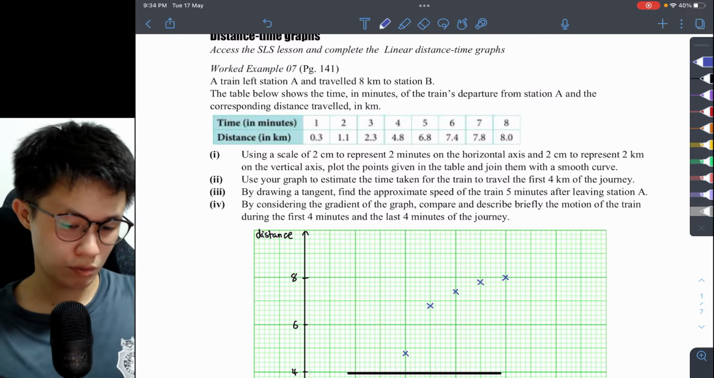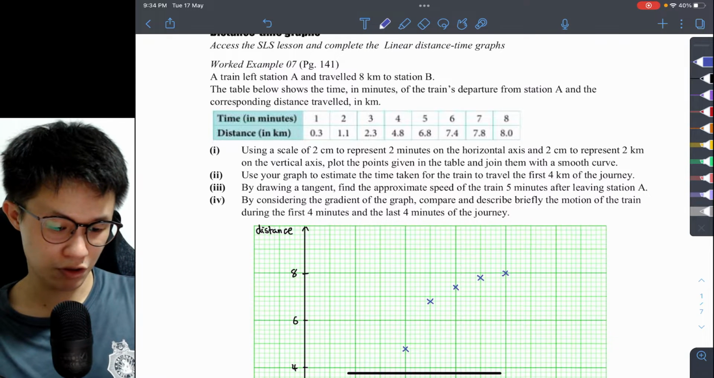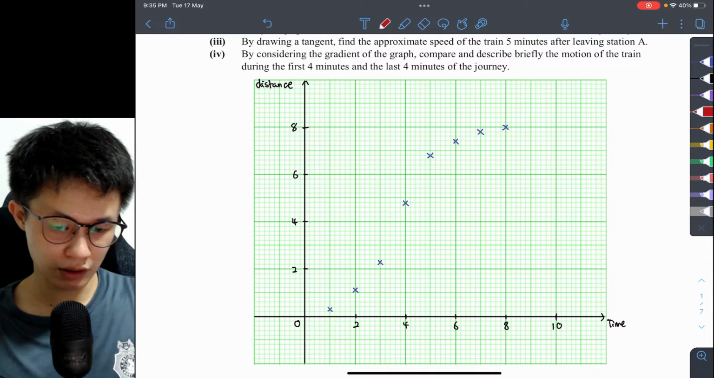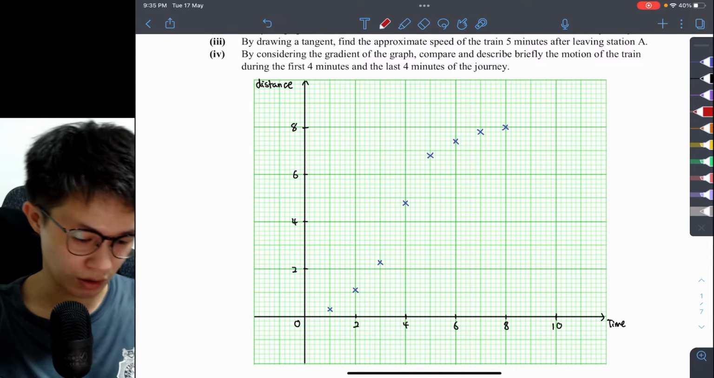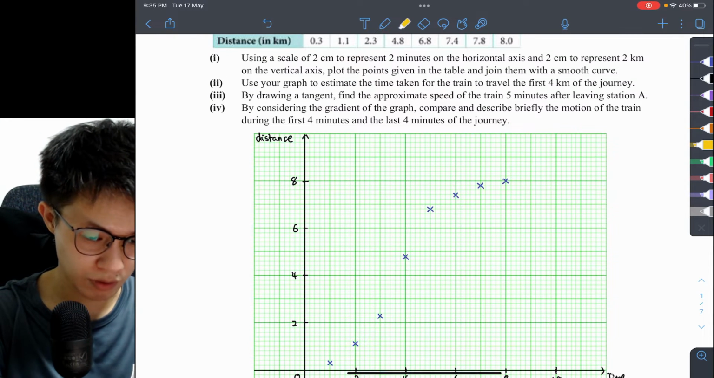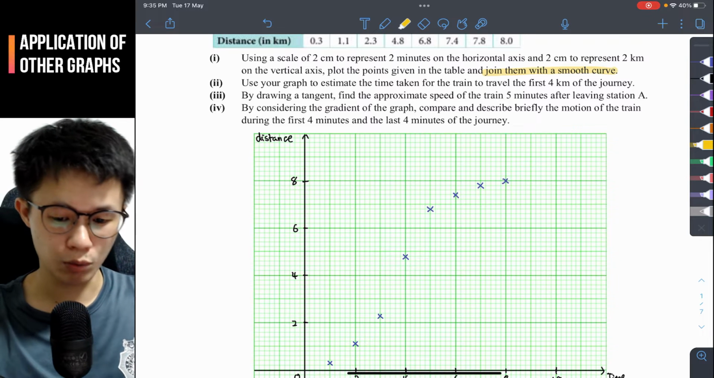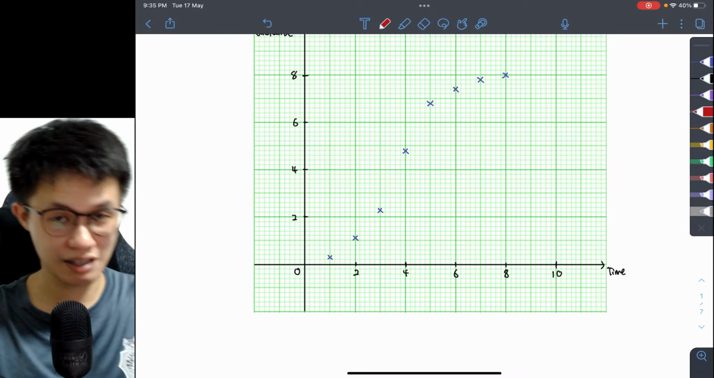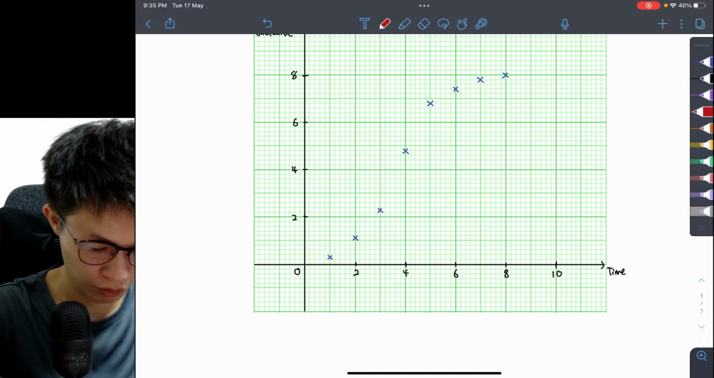So we have to draw the graph as per usual. After drawing the graph and plotting the points, you should have something like this. You have to be careful, because if the points are not in straight lines, they actually ask you to join them with a smooth curve. This is where you need to be a little bit careful with joining them. Since it's a distance-time graph, you should start from 0 and go all the way up.